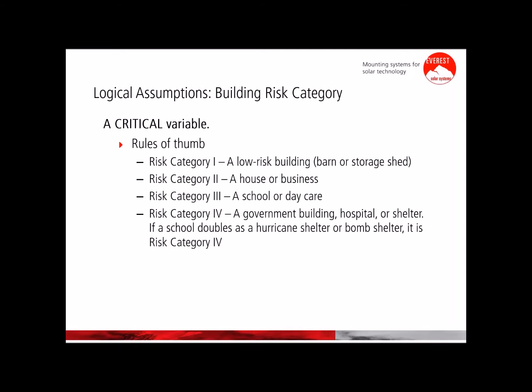Risk category 3 gets tricky. It's a school or a daycare, but if it doubles as a hurricane shelter, bomb shelter, or any other type of shelter, then it would be considered a risk category 4. So risk category 4 includes government buildings, hospitals, or if it's just a storm shelter and that's all it functions as, that's where it would also be category 4.